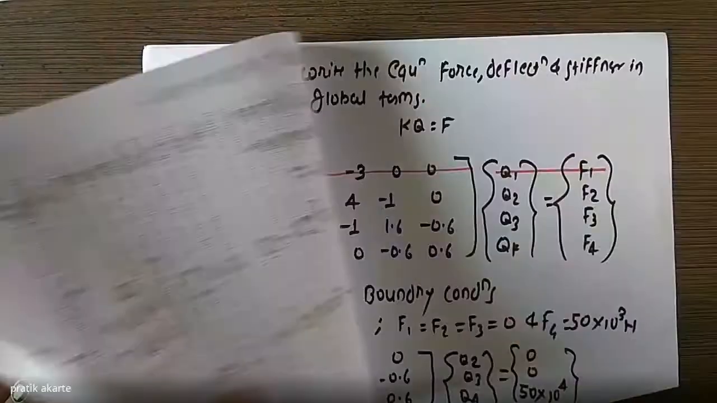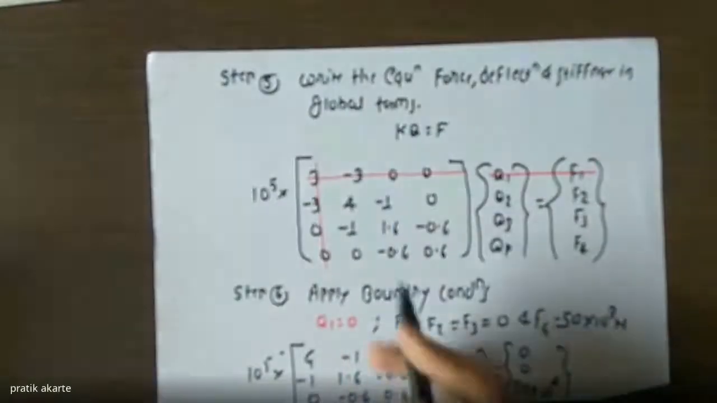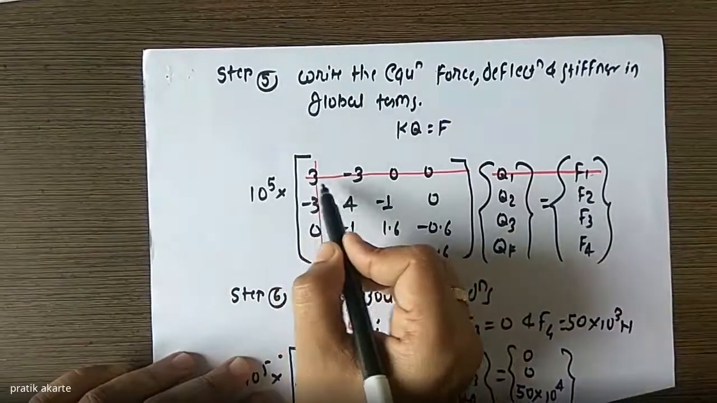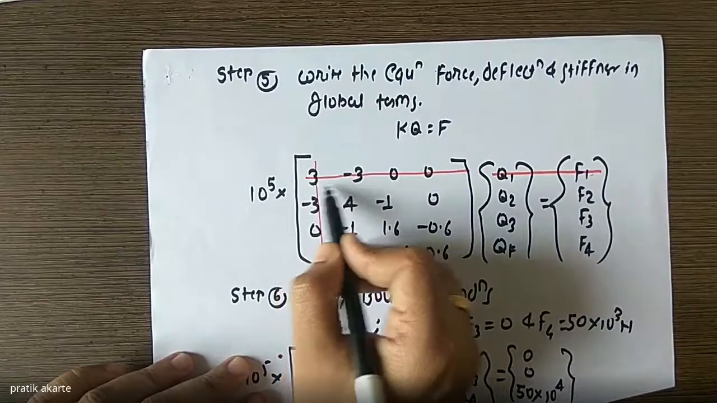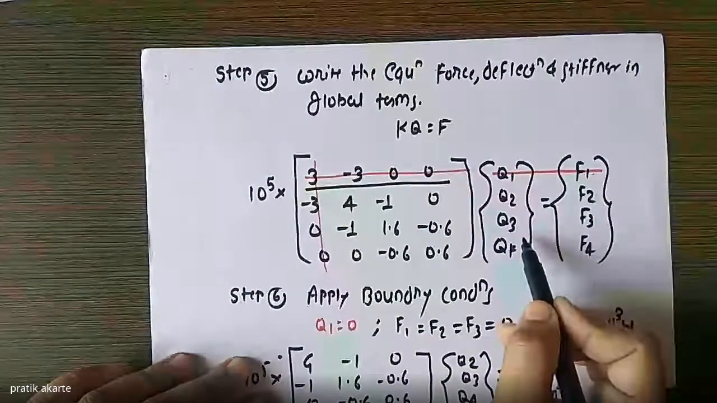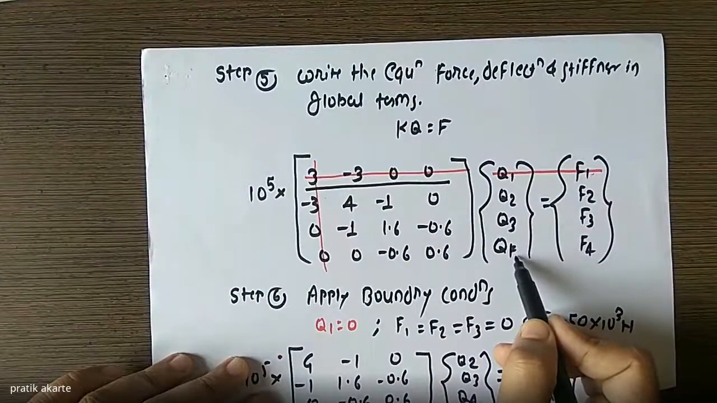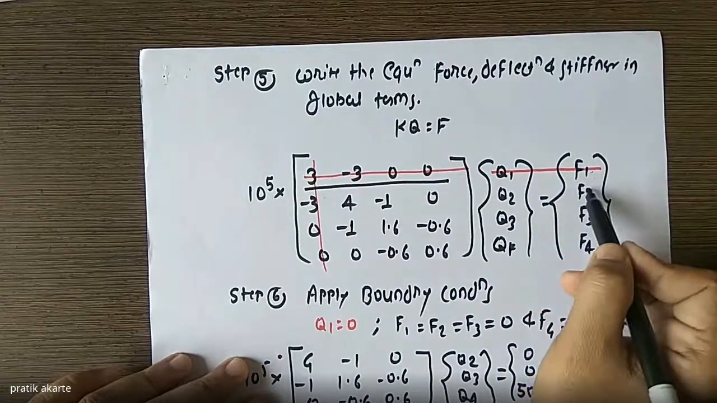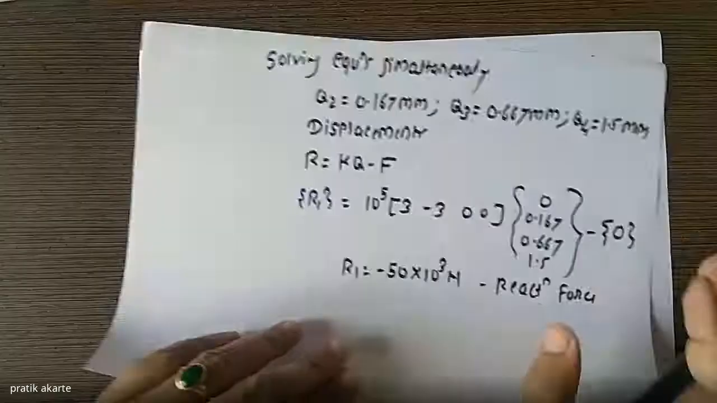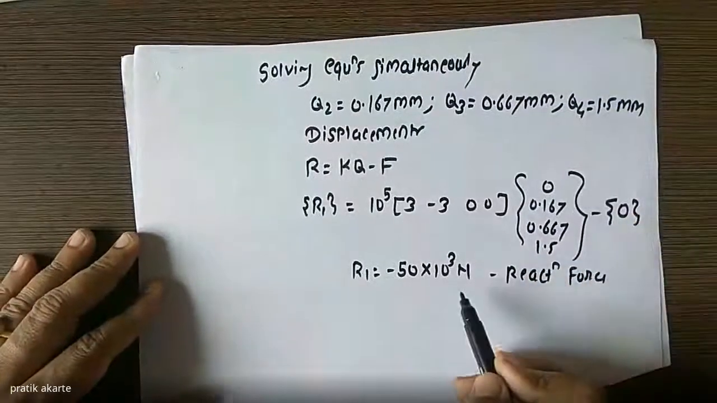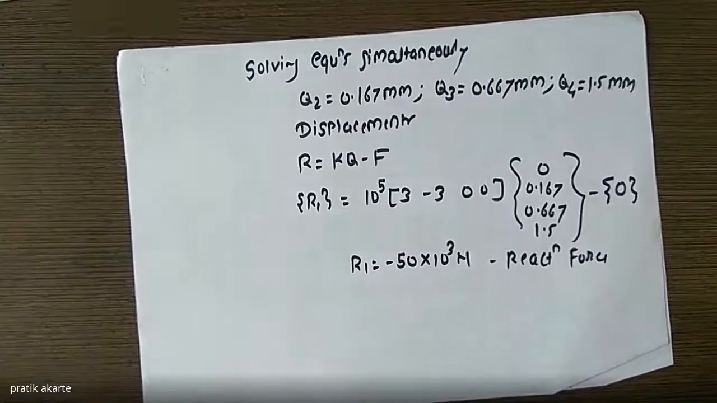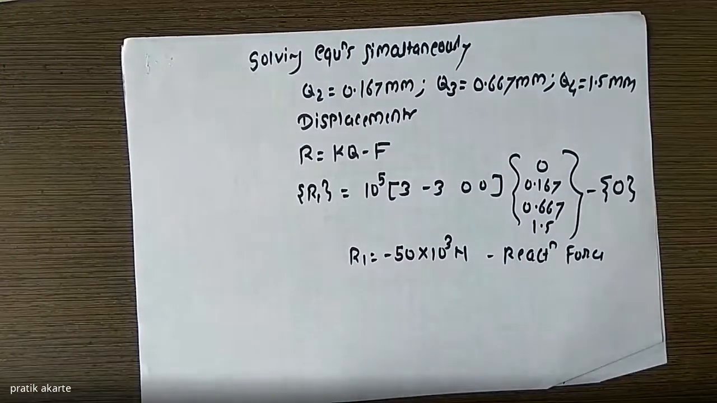Once again, I'll tell you how I found it. The reaction force is at only node number 1. So I consider this 10 raised to 5 and this row. Q1 is 0, and the Q2, Q3, Q4 values I found out. I've used them, and the F value here is 0. So considering only the first row, I got the reaction force as minus 50 into 10 raised to 3. So this is the partial solution of the problem.